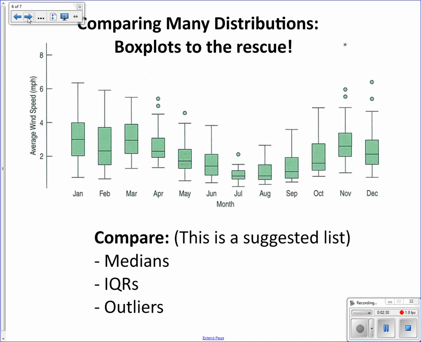Now if you're asked to compare box plots, this is not a set-in-stone list, but the things that I think through are: how do the medians change? How do the IQRs compare? The outliers, are there some that are really disjoint, that are really high or really low? Those are things to think about as you're comparing distributions using box plots.